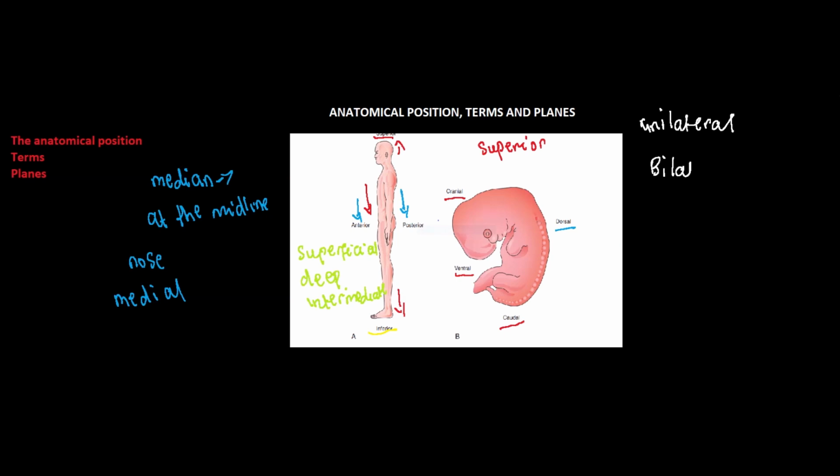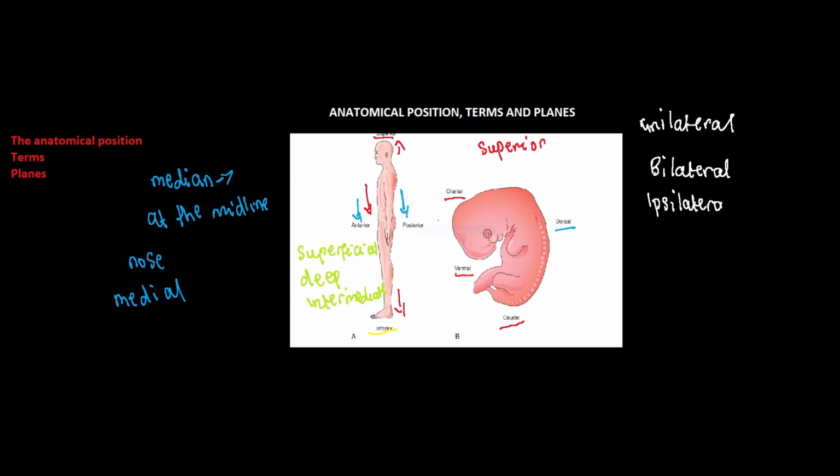Now we have bilateral. Bilateral means that it's located on both the left and the right side of the body. For example, the kidney is a bilateral structure. We have one kidney to the right and another kidney to the left. Our arms and legs are bilateral structures because we have a right hand and a left hand, a right leg and a left leg, and these structures are located on both sides of the body.